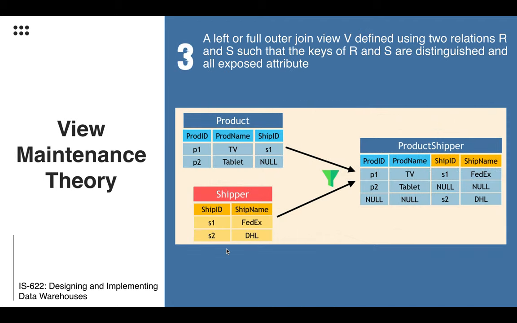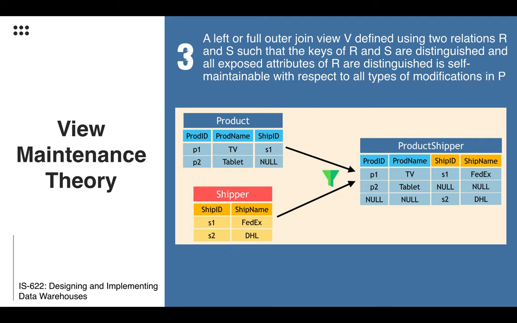The third one in the view maintenance theory is a left or a full outer join. Now we are not going to look at the right outer join. We are looking only at the left outer join. So if a left outer join or a full outer join is created using two tables, which are R and S over here, or P and S, which is product and shipper, such that the keys of both R and S are distinguished.